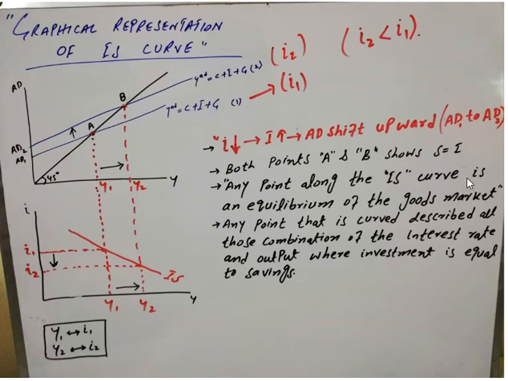Any point along the IS curve is an equilibrium for the goods market. The IS curve describes all those combinations of the interest rate and output where investment is equal to saving.